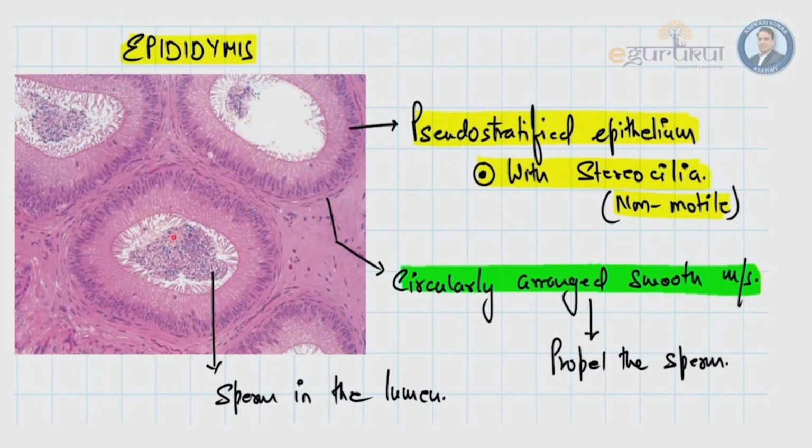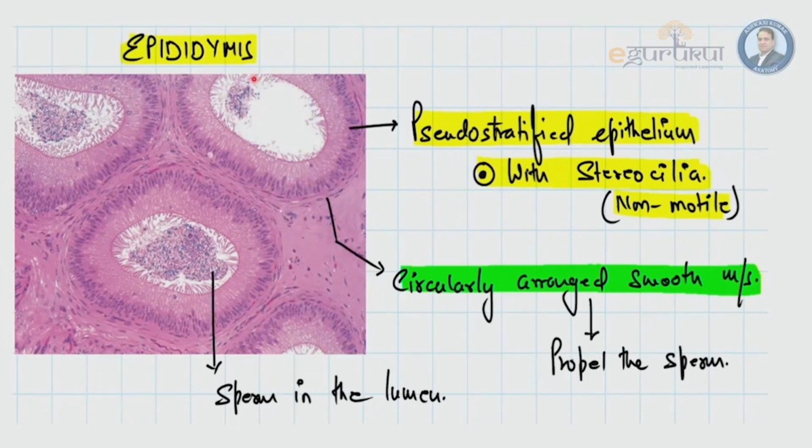You can see these concretions in between, that is the sperms in the lumen. So, pseudo-stratified ciliated columnar epithelium with stereocilia, and then we have this radially, or you can say circularly, arranged smooth muscle which is propelling the sperm out of the epididymis.